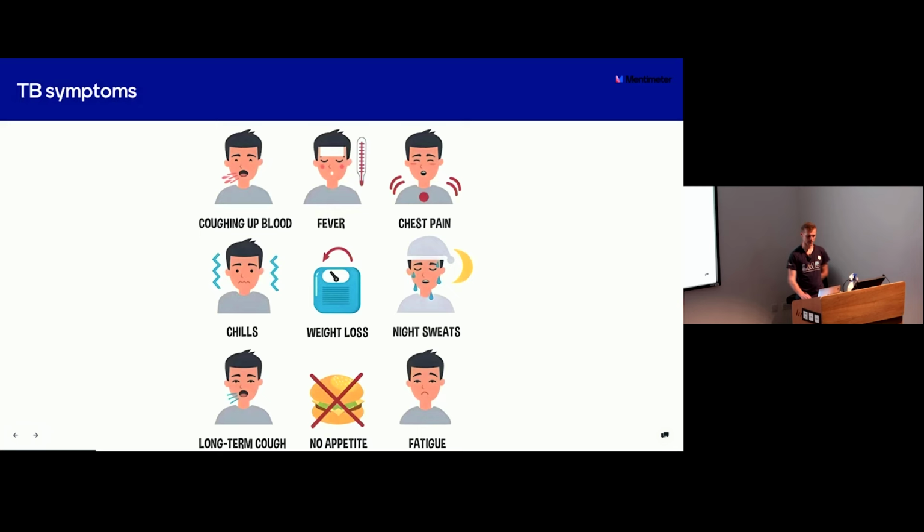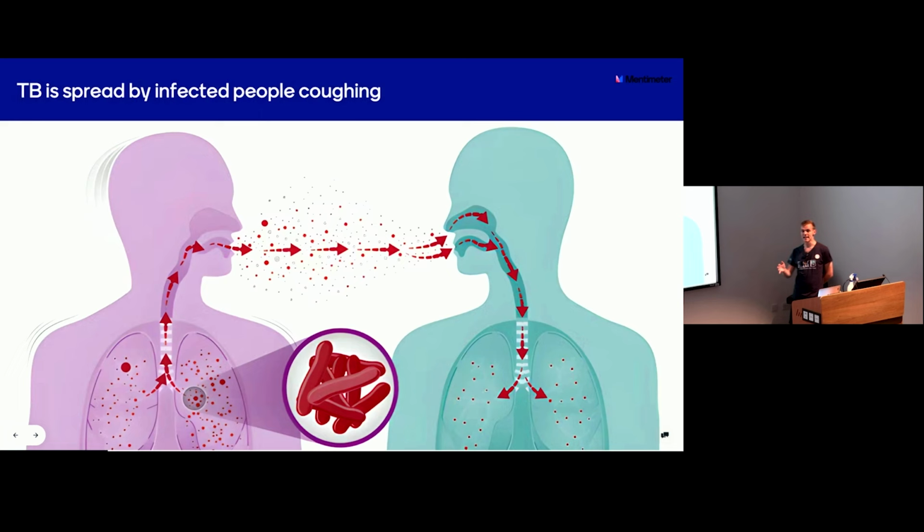And so how do you actually get TB? Well, TB is spread by people that are infected with TB coughing. And when you cough, you release these droplets of water into the air. And if an infected person coughs, some of those droplets of water will have a TB bacteria in it. And if you're standing next to someone who's coughing and is infected with TB, and you breathe in some of those droplets, then the bacteria can make their way into your lungs, where they start to cause the disease.